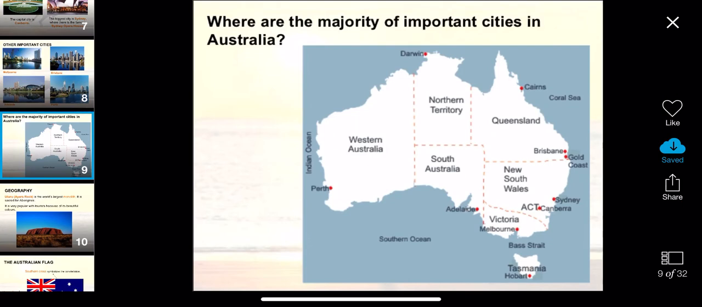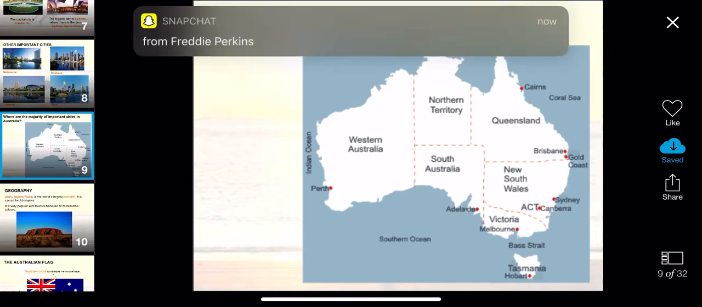Now here are where the major important cities are. So you have Perth in Western Australia, Darwin in the Northern Territory, Adelaide in South Australia, Cairns and Brisbane in Queensland, and Canberra and Sydney in New South Wales. We also have Melbourne in Victoria.